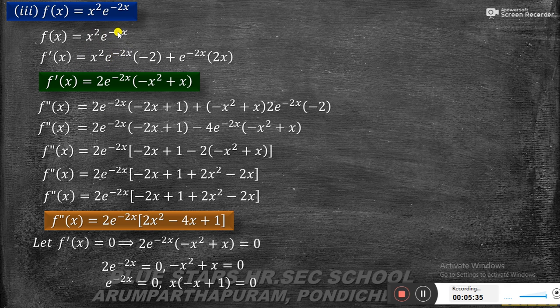Now I differentiate the power minus 2x. Differentiation of minus 2x is minus 2 into differentiation of x, which is 1. So e power minus 2x into minus 2 plus, now e power minus 2x I write, and now I differentiate the first factor x square. Differentiation of x square is 2x. Therefore f dash of x equal to minus 2 x square e power minus 2x plus 2x into e power minus 2x.